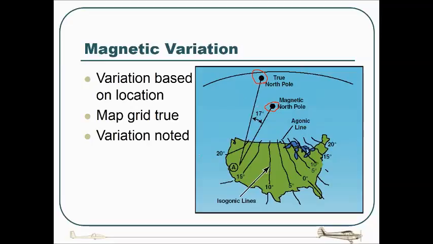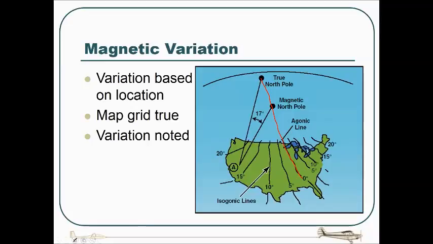Now, all the maps are done to true north, with a note of what your magnetic variation is. Now, you'll notice if I line these two up, and if I continue this line down, we get this line here, which is the line on the globe where magnetic north and true north line up with each other.